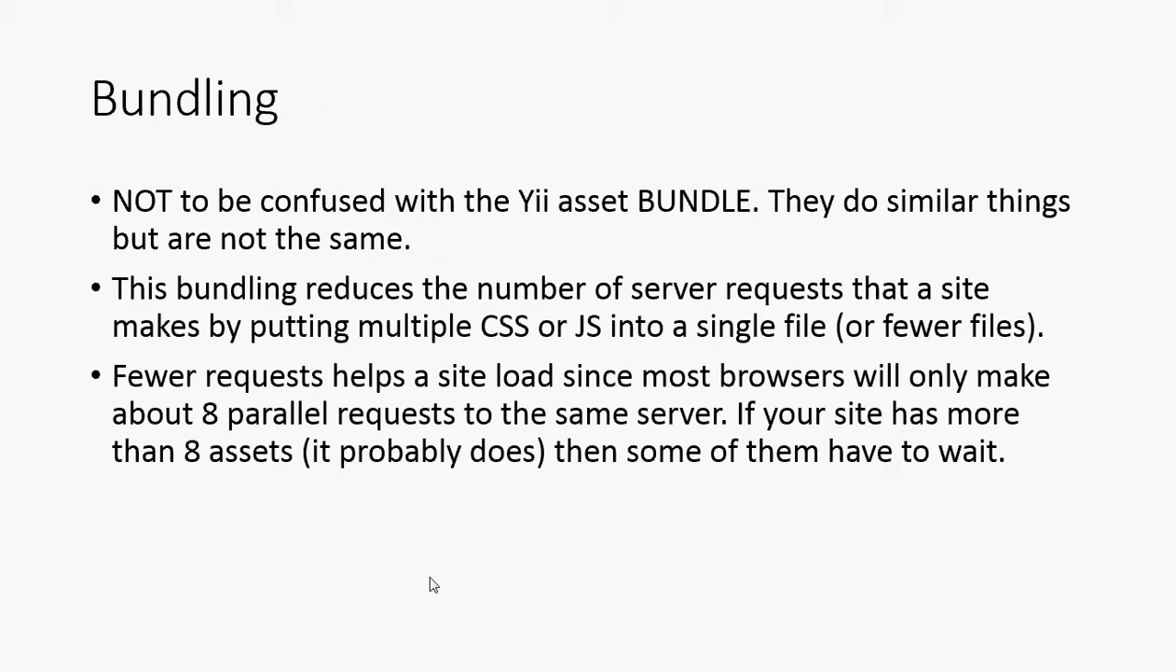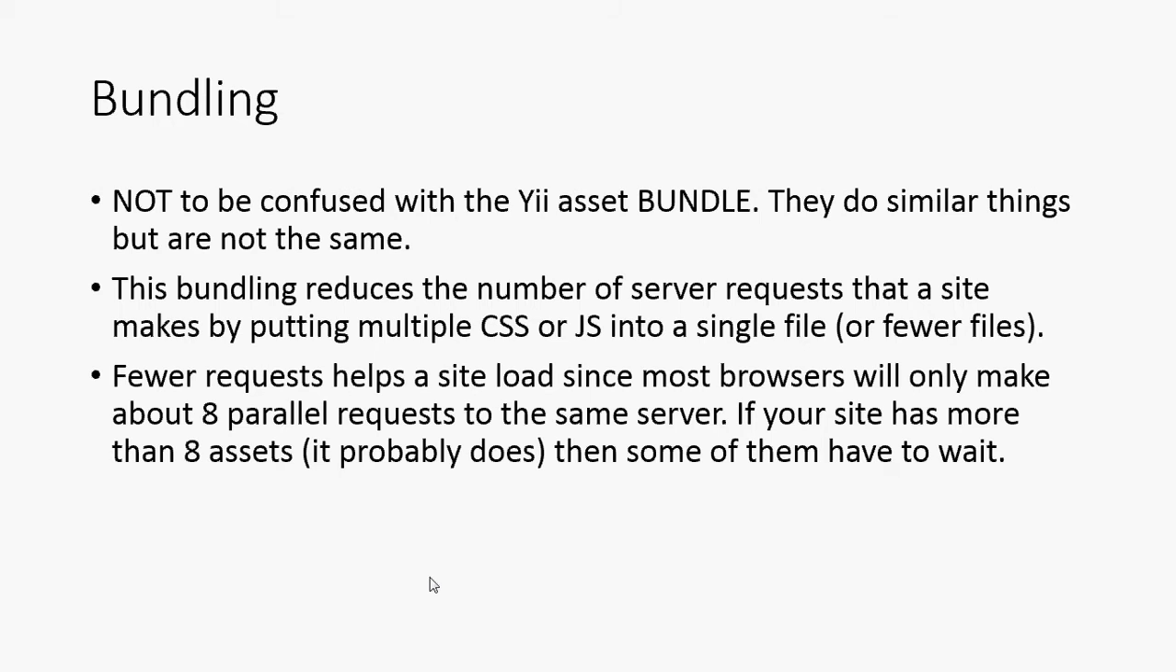So bundling, as I've already said, we're not going to confuse it with the asset bundle. The asset bundle is another type of bundle which groups usually CSS and JavaScript files together into a single logical unit. But we're talking about bundling, which means putting multiple CSS files into a single CSS file, or multiple JavaScript files into a single JavaScript file. And bundling reduces the number of server requests that a site makes.